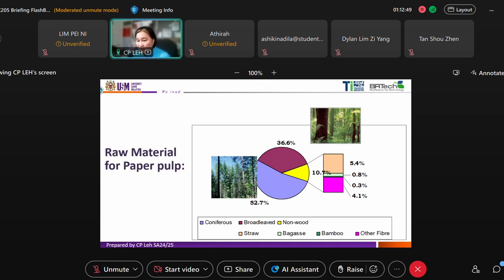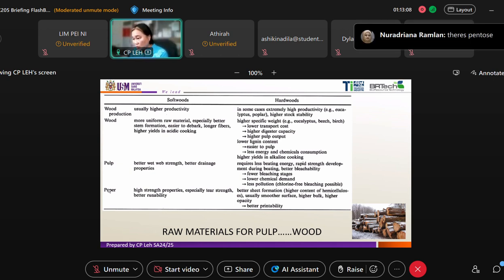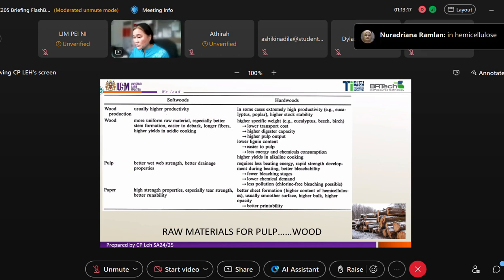Now that is between cellulose and lignin, between softwood and hardwood. We have hemicellulose and cellulose, right? What is the difference between hemicellulose and cellulose? That is softwood and hardwood. You can have a look at this slide, which is actually about the material. We can see their properties. There's pentose in hemicellulose. What is pentose in hemicellulose? All right, I will just continue this slide first.